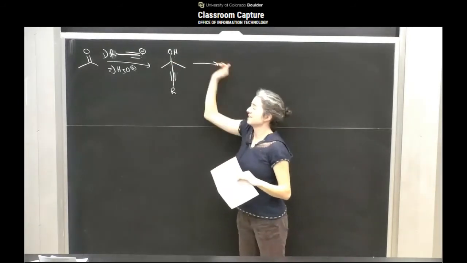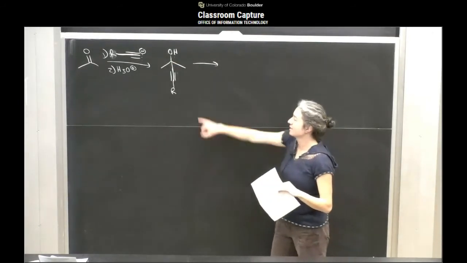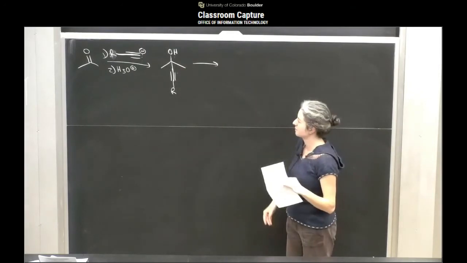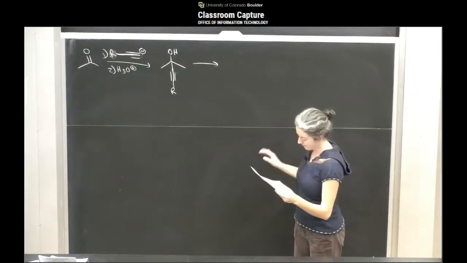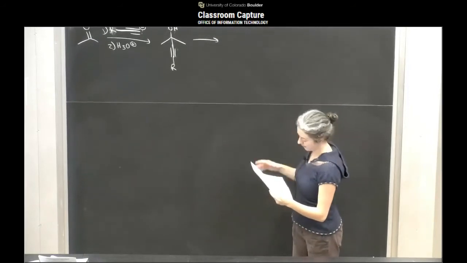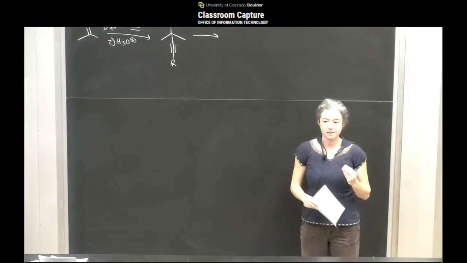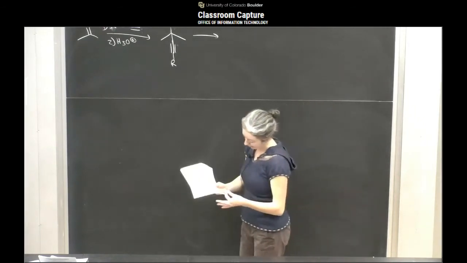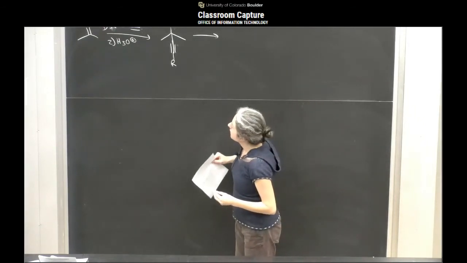Okay, but from here you could do whatever to the OH group. And you could also do whatever additions to the alkyne that you wanted, because we just saw a bunch of those in chapter 14. Okay. So other questions about this? Okay, cool. Alrighty.